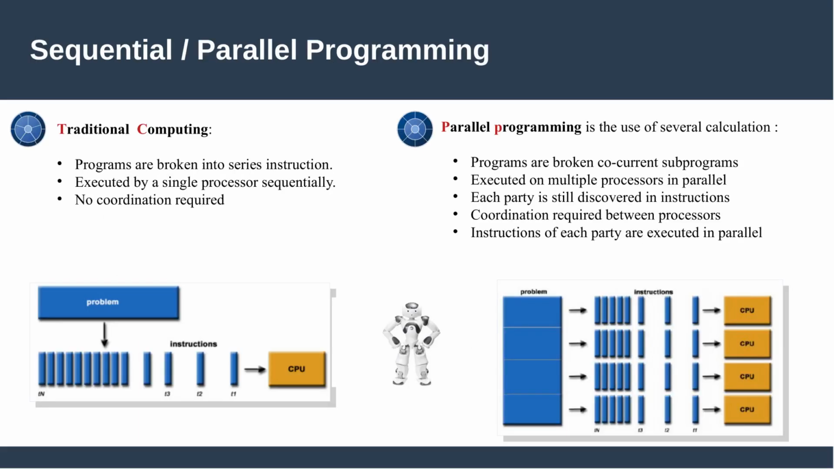Traditional computing involves breaking programs into a series of instructions executed sequentially by a single processor, requiring no coordination. In contrast, parallel programming divides programs into concurrent subprograms executed on multiple processors. This requires coordination between processors, as each subprogram's instructions are executed in parallel, enhancing computational efficiency and speed.